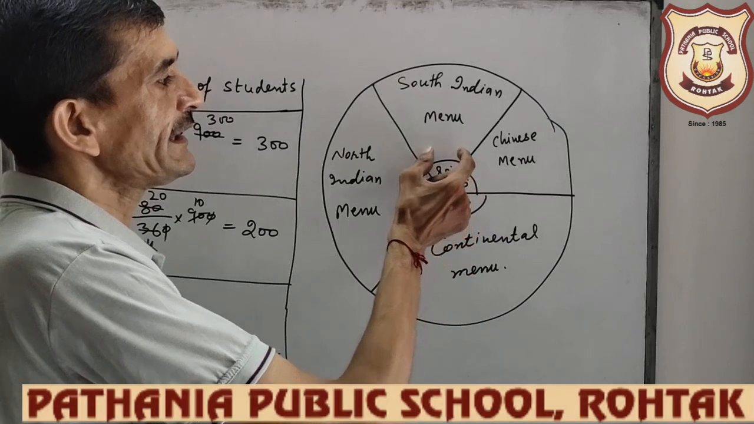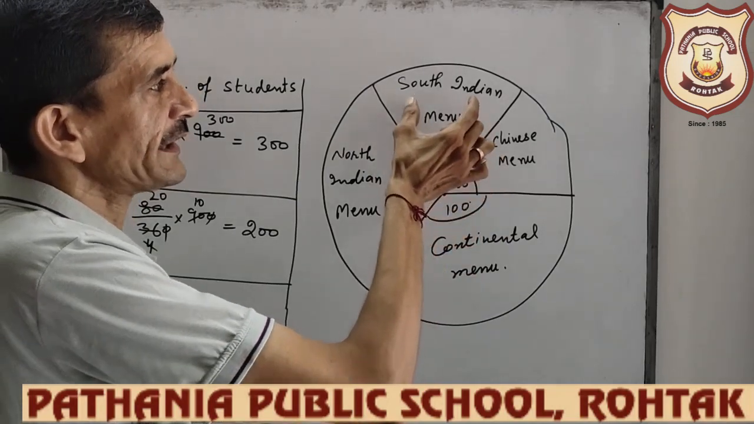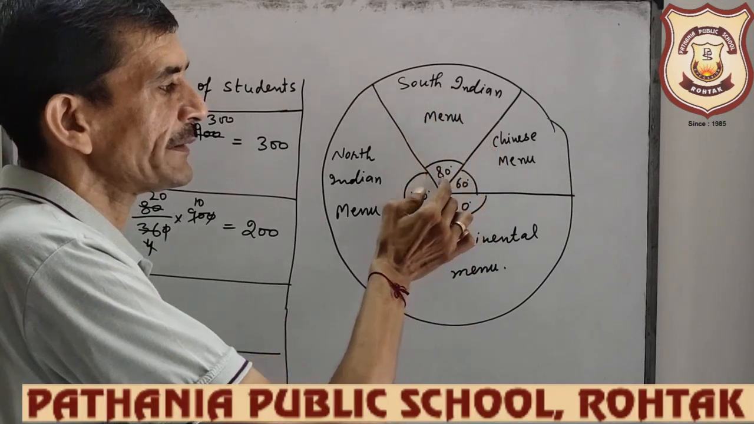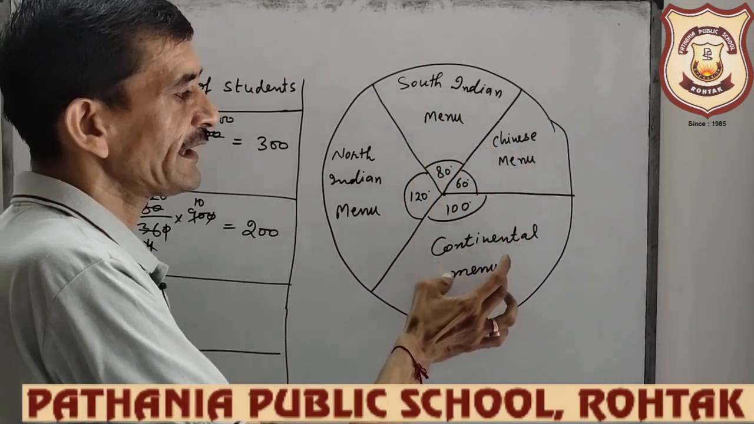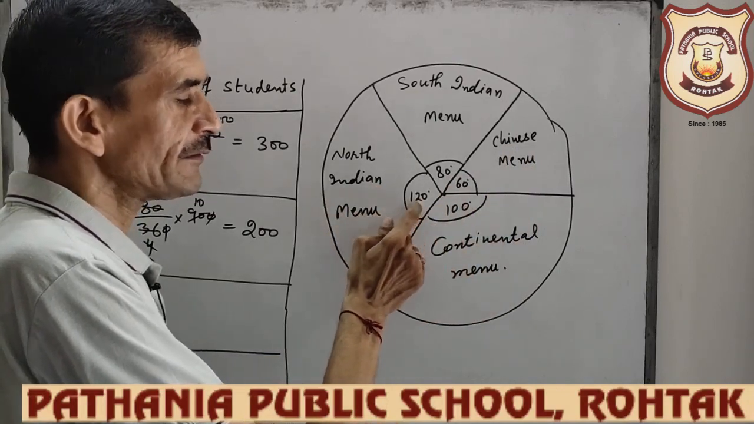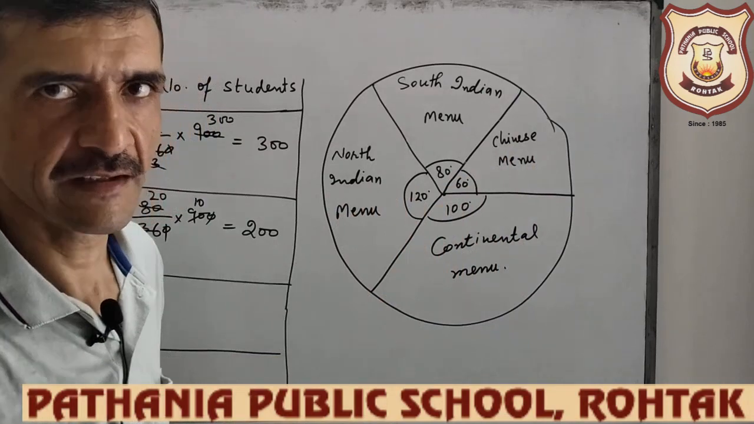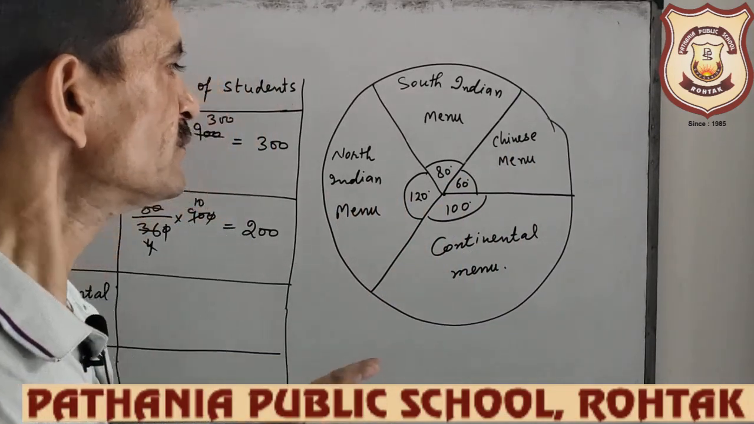South Indian menu, how many students like Chinese menu, continental menu and North Indian menu. It is given that South Indian is liked by 80 degree of the complete angle, Chinese 60 degree, continental 100 degree, and North Indian menu is liked by 120 degree of the students. So now he is asking some questions in the book.